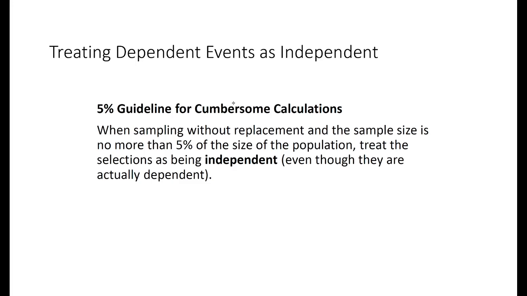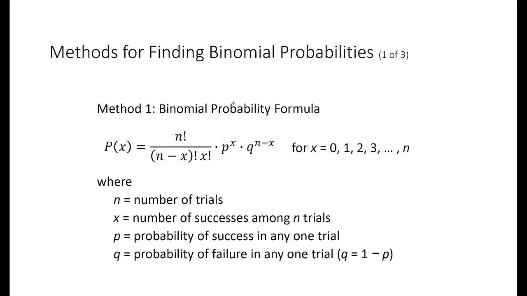When we do problems from this probability distribution, we can also use the 5% guideline rule, which we have been using up to now in previous sections as well. When sampling without replacement, and the sample size is no more than 5% of the size of the population, treat the selection as being independent. So if your sample size is less than 5% of the population size, then we can treat that sample as independent, though sometimes it may not be independent.